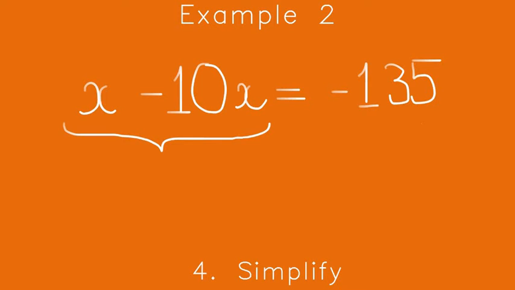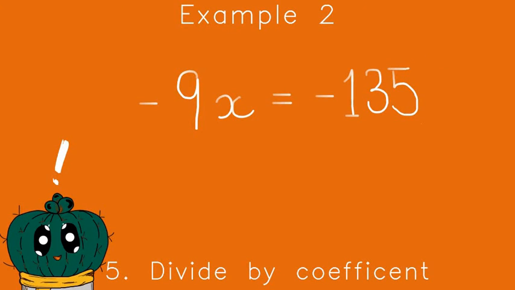x minus 10x is equal to negative 135. So x minus 10x, this is what we're trying to solve right now. Simplifying, negative 9x. Okay, negative 9x, and again we had negative 135 on the right hand side. We can't do much about it. It is already simplified, so we don't do anything about it.